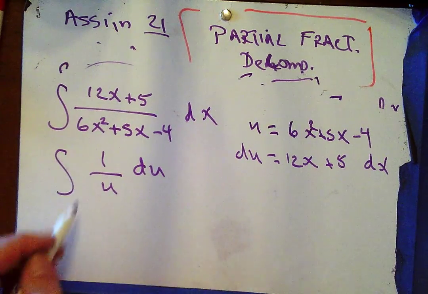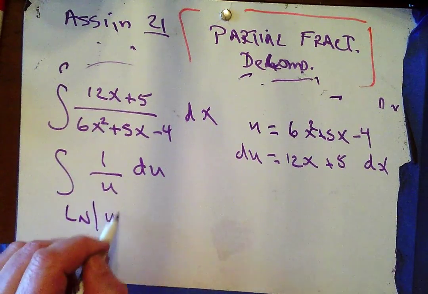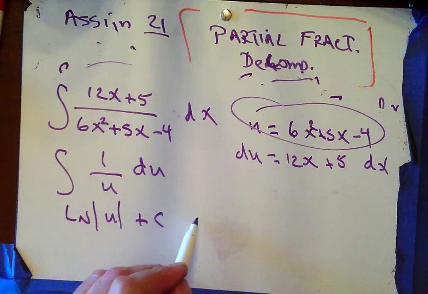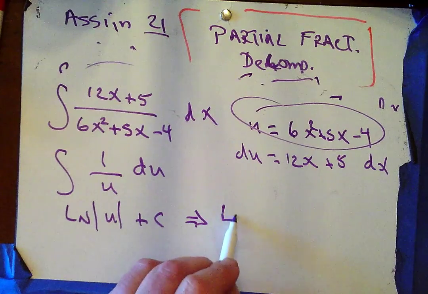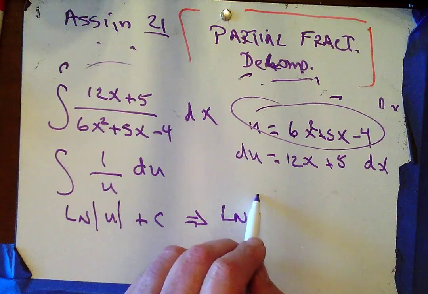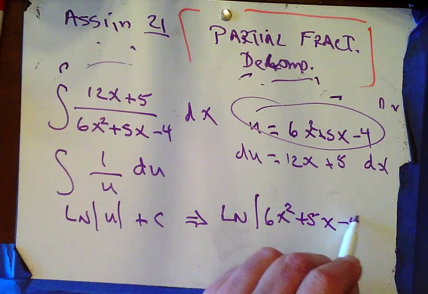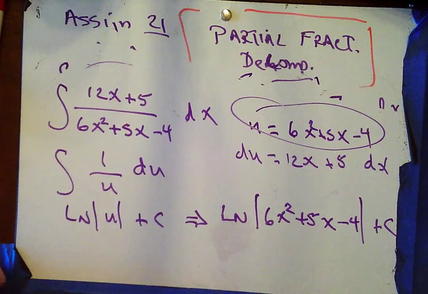That's cool. And so we get ln |u| plus c. And let's plug that u value back in. And so we're going to have ln |6x squared plus 5x minus 4|. And don't forget the plus c. Nice. That wasn't so bad.